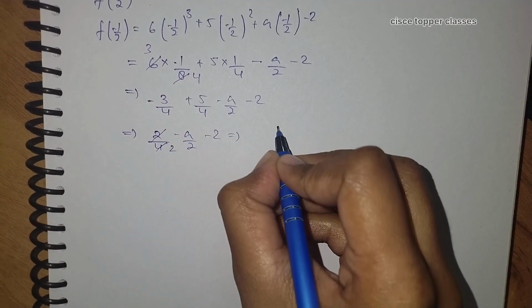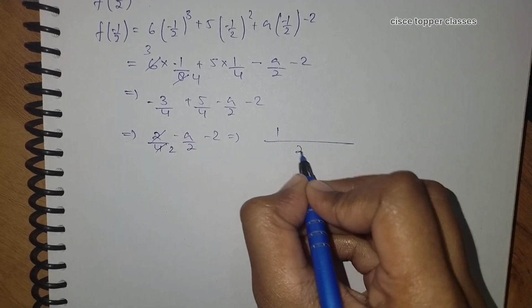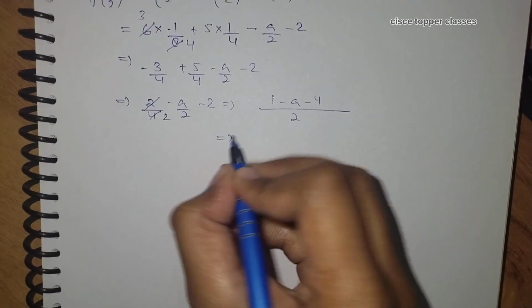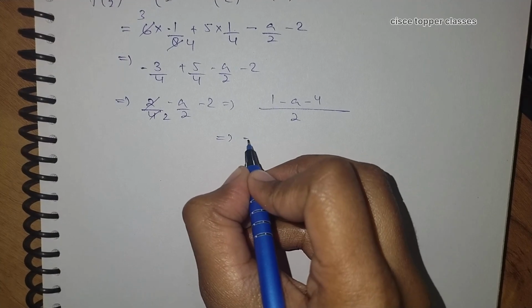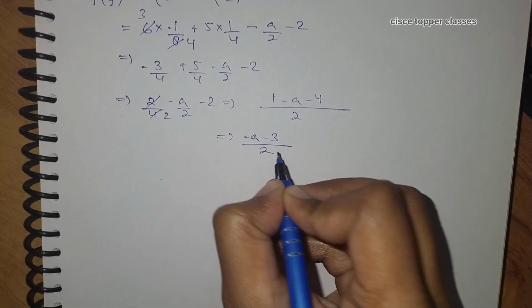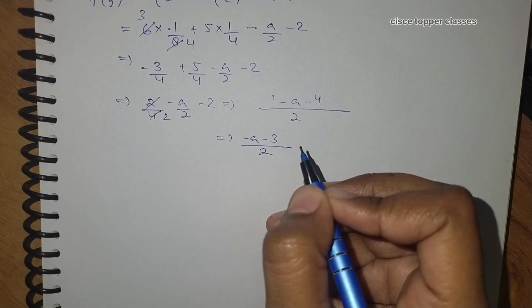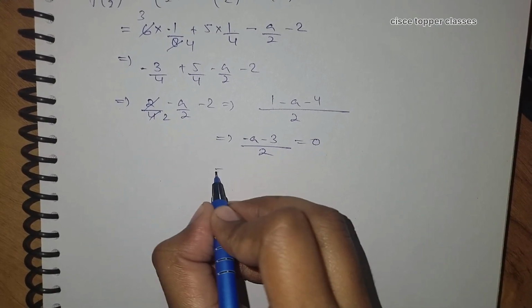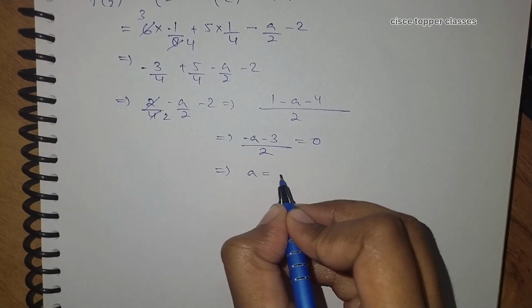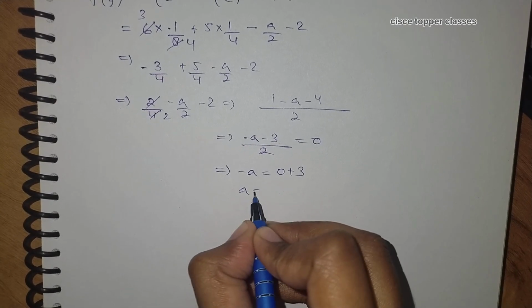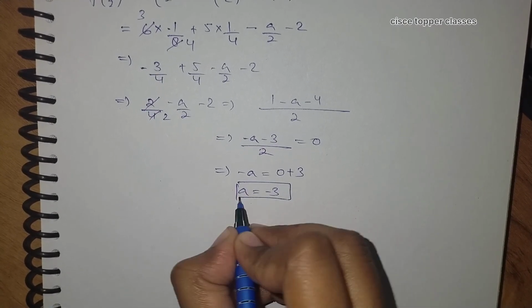Taking LCM, it will become minus a on this side and minus 3 on this side, so minus a minus 3 divided by 2 is the remainder we are getting. And if it is equal to 0, we can find the value of a from here. So a is equal to minus 3.